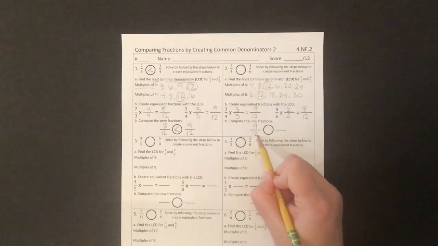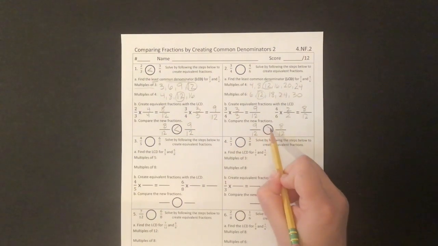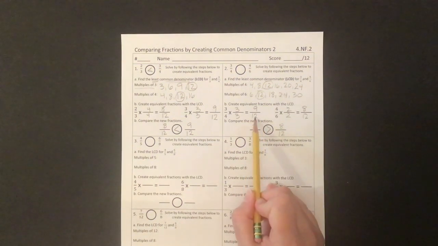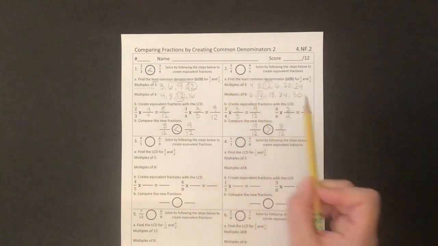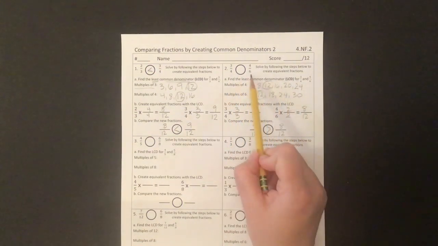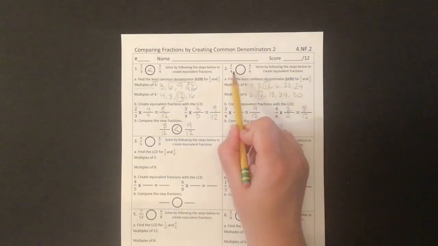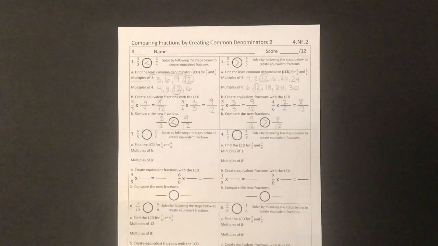So 9/12 compared to 8/12. 9/12 is greater than 8/12. Remember that 9/12 is the same amount as 3/4, and 8/12 is the same amount as 4/6. So when I figure out that 9/12 is greater than 8/12, I know that 3/4 is greater than 4/6. Go ahead and finish this page and watch the video again to see how to do number 7.